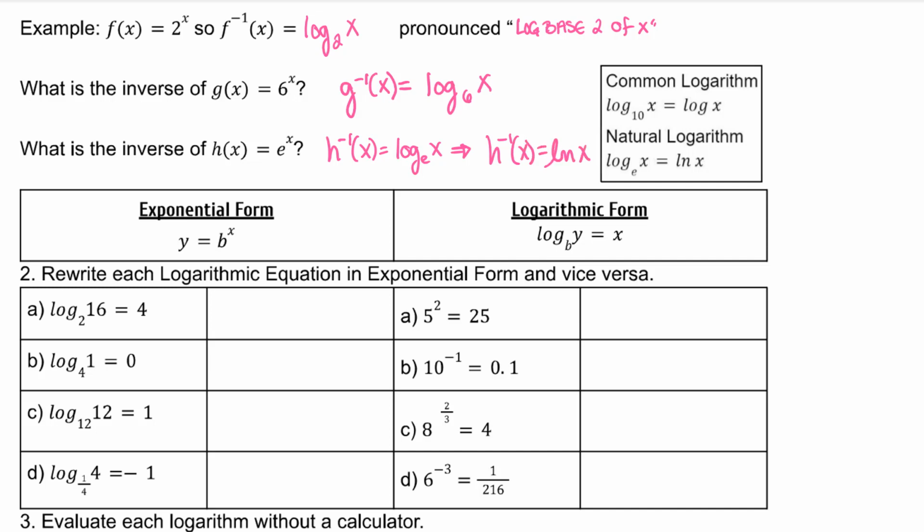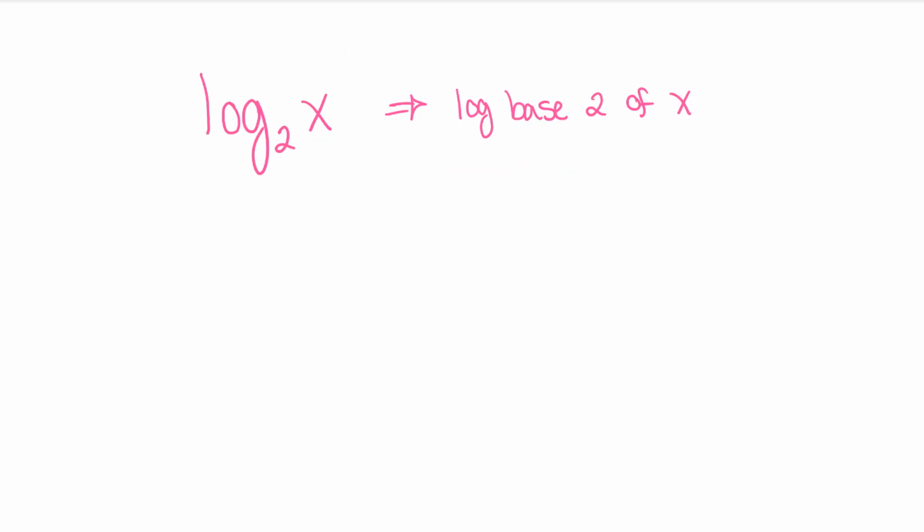There are two important things to keep in mind. A logarithm is an operator. You are taking the log of something. This is log base 2 of x, not log base 2 times x. Similar to trig, like sine and cosine, you're not taking sine times x, you're taking the sine of x.